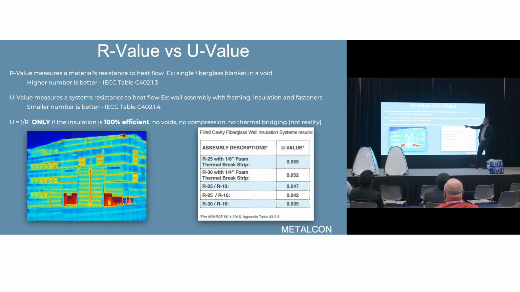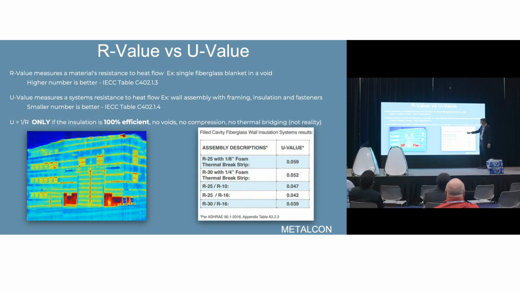When the building codes came out with U values some years back, a lot of people came to this equation. The U value is equal to the inverse of the R value. While theoretically that is correct, it is not accurate. That is only accurate if your insulation assembly is 100% efficient. And as we can see in that picture, that insulation assembly is not 100% efficient because we have thermal transfer of heat through those framing members.